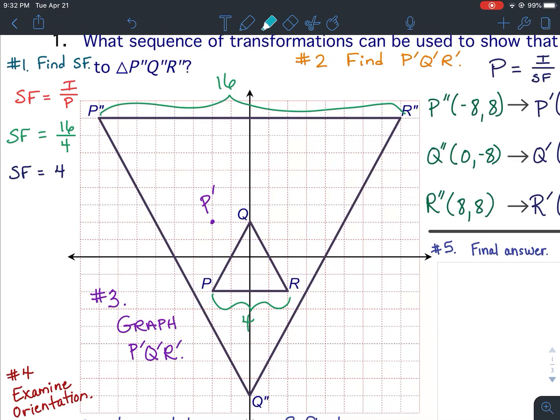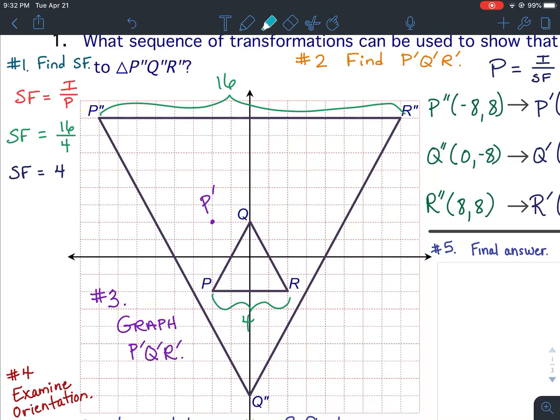Now, I didn't label all 3 because that was something you were supposed to do on your own, but I do have P prime and P here to look at because we need to look at those points to examine the orientation, and examining the orientation is step number 4. So if I look at P prime and I look at P, the points are across from one another. So they have an opposite orientation.